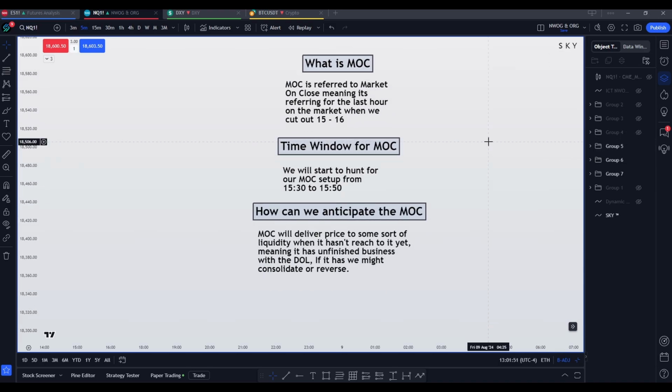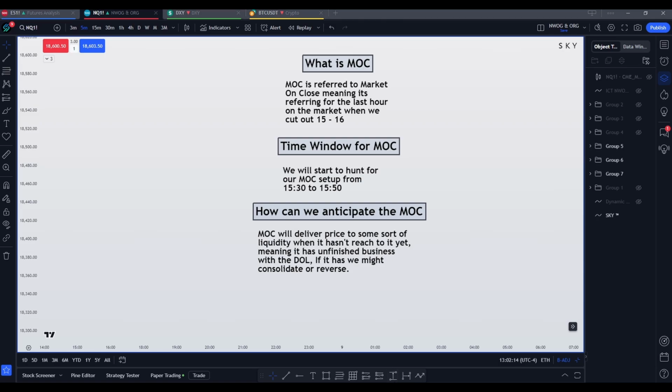So how can we anticipate the MOC? MOC will deliver price to some sort of liquidity when it hasn't reached it yet, meaning it hasn't finished its business with the drawn liquidity. If it has already taken out the drawn liquidity, price action might just consolidate or reverse.